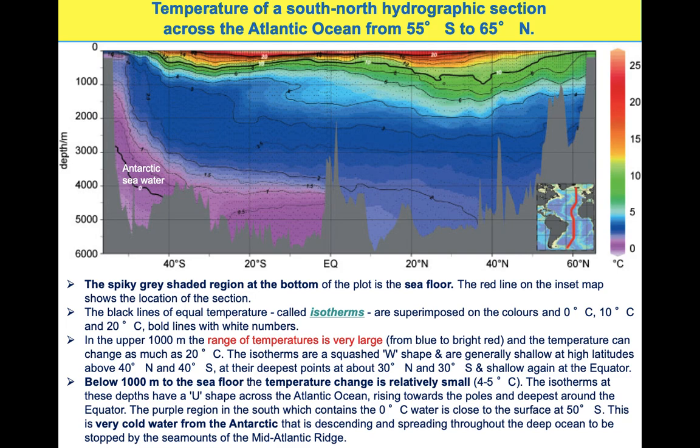And this Antarctic deep sea water, which is extremely cold, basically starts going towards the equatorial region, but then is sharply truncated by the mid-ocean ridge system and the seamounts in the Atlantic Ocean. And as you go towards the north, you see that the water temperatures are also getting very cold and start curving up and becoming closer to the surface.